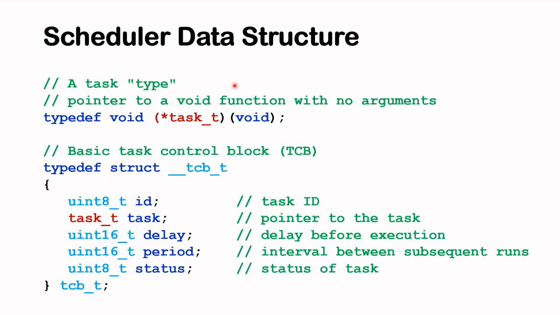Here is the data structure, and the structure type is __TCB_T, and within that type these are the members or elements. First there is the task ID, then there is this thing called task, of the type TASK_T.